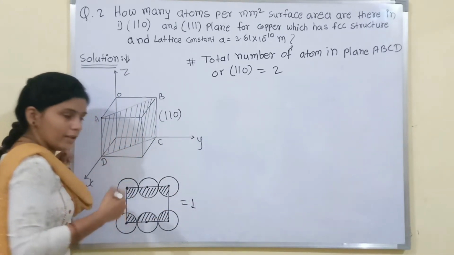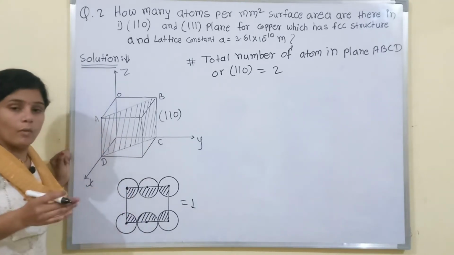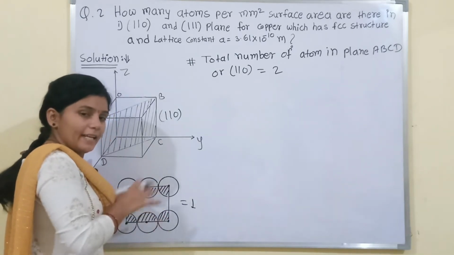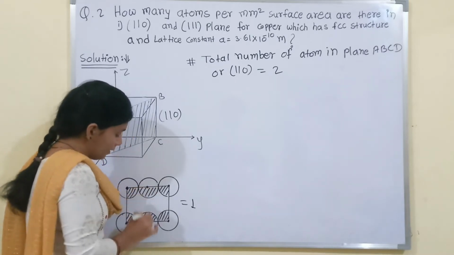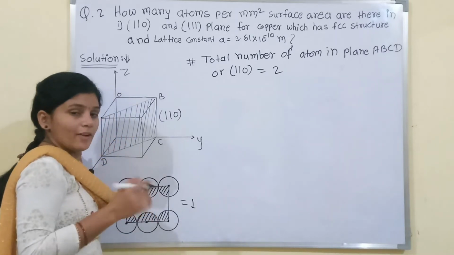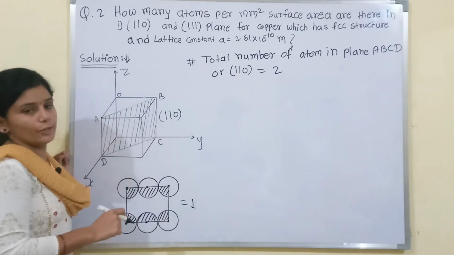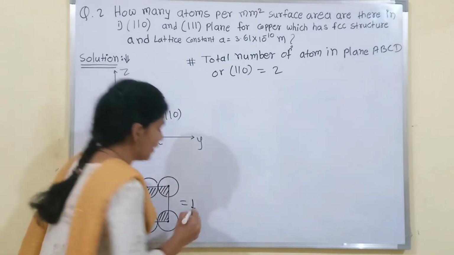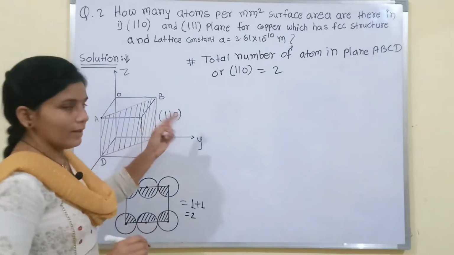Why? Because we know that from the corner atom only 1/4 part is in that plane. But atoms at the face center, from that atom only half part is contributed in that particular area, or we can say unit cell. So there are 2 atoms in the 110 plane.